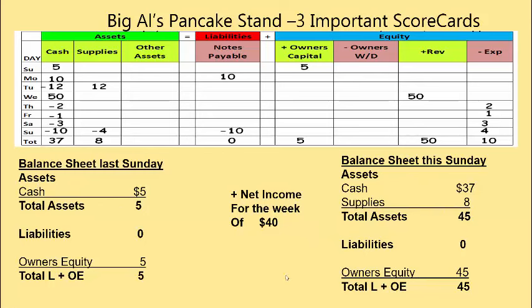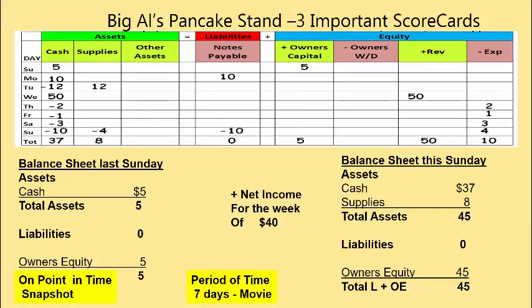Something else that's important to notice is that a balance sheet is one point in time. It's like a snapshot. On that Sunday, that's what the business looked like. Whereas an income statement is for a period of time. And this period of time was 7 days. It's more like a movie. So there's our second snapshot at the end of this week.